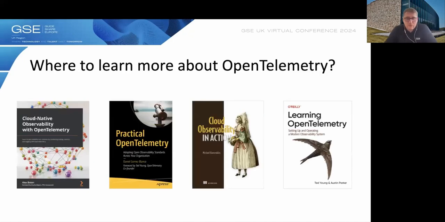If you want to learn about OpenTelemetry, there's a set of really good books out there. Just take a look at your favorite big bookstore. If I would want to recommend one, I would probably point to Cloud Native Observability with OpenTelemetry, which is a good start. But actually, each of these 3 or 4 books is a good read when you want to start with OpenTelemetry.